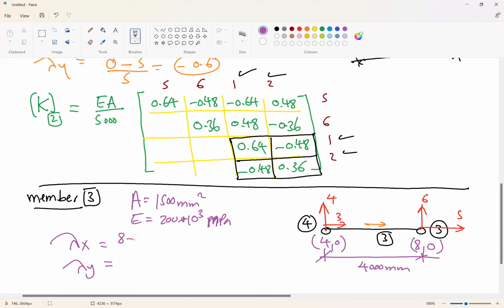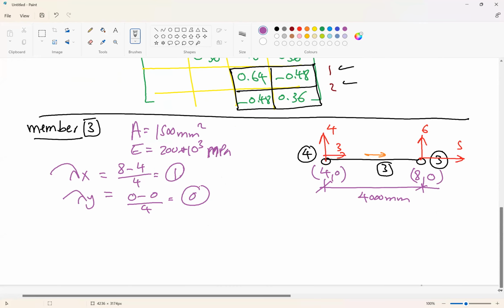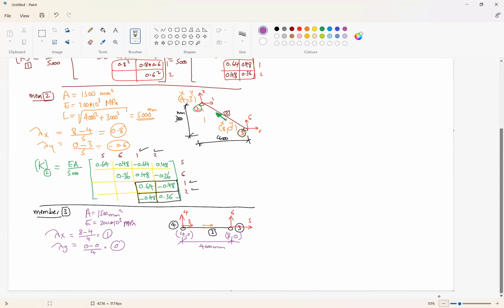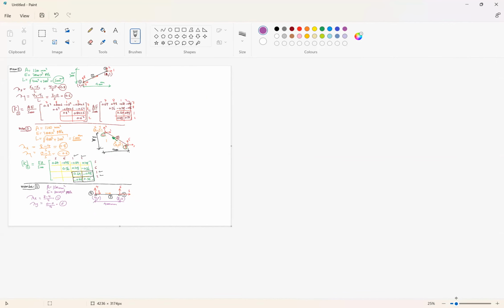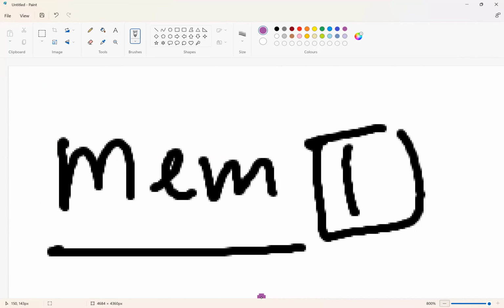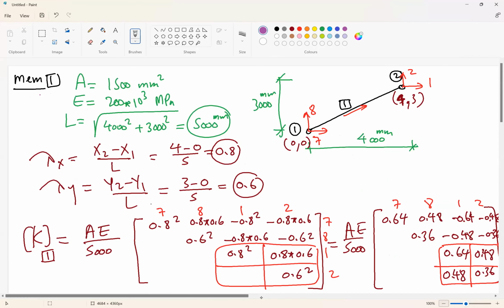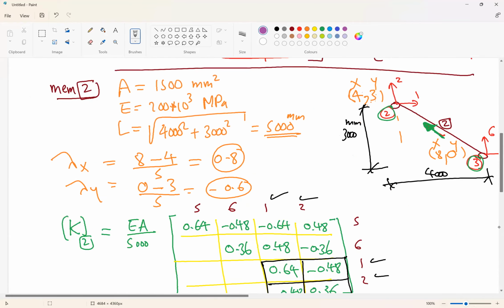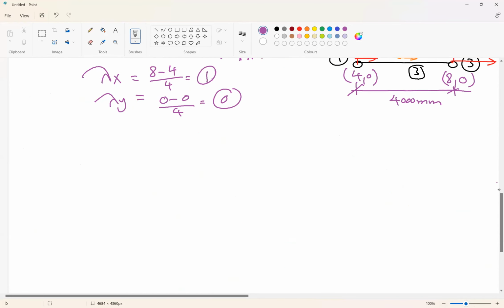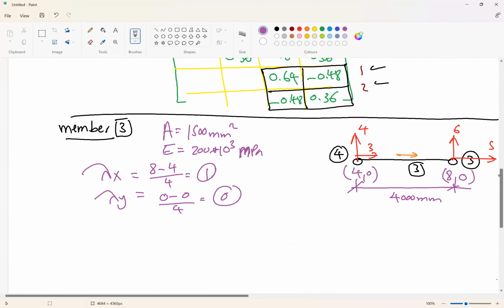So it will be 8 minus 4 over 4, which is 1. Then 0 minus 0 over 4 will be 0. So this is our lambda x, lambda y.